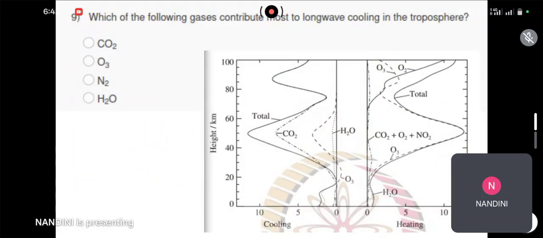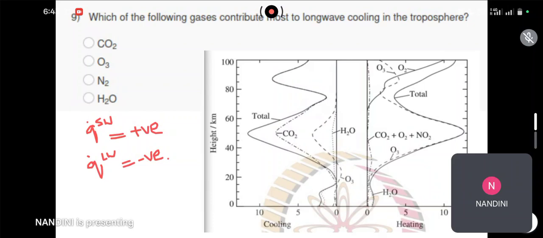Which of the following gases contribute most to long wave cooling in the troposphere? If you look at the net heating rate, net shortwave heating and net long wave heating, you can see that the net shortwave heating is positive. That is, the volumetric heating due to shortwave is positive, whereas the volumetric heating due to long wave is generally negative. So the net long wave effect is actually a cooling, whereas the net short wave effect is a warming.